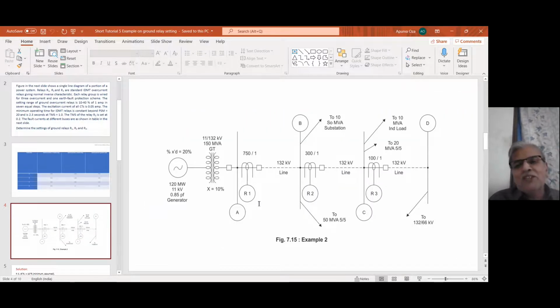So this simple system is there. A 120 megawatt 11 kV generator, right? Stepping up to 132 kV by a 150 MVA GT, right?